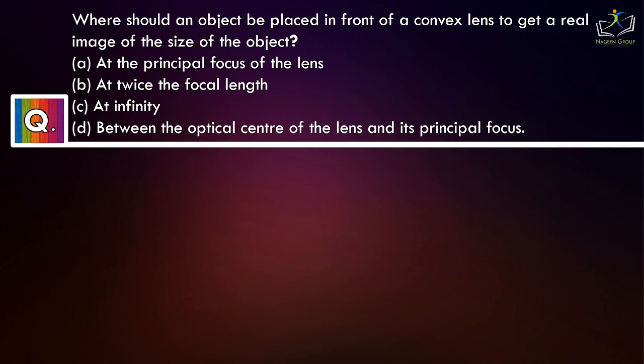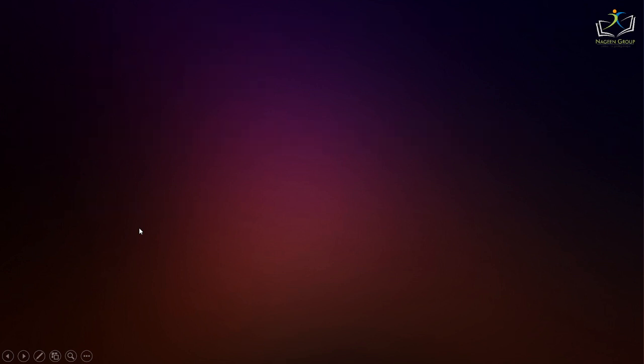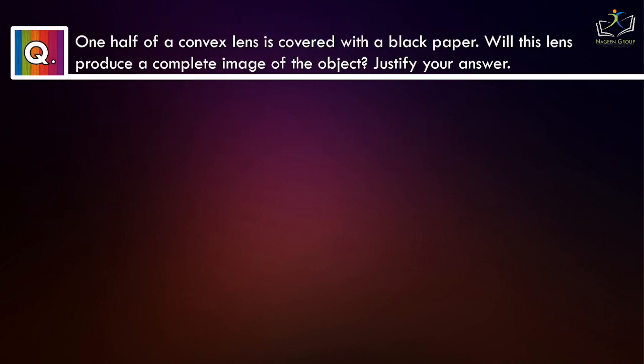So here, question number 1: where should an object be placed in front of a convex lens to get a real image of the size of the object? At principal focus, at twice the focal length, at infinity, or between the optical center of the lens and its principal focus? The answer is at twice the focal length, when we want to get a real image. So it is at twice the focal length, meaning at the center of curvature.